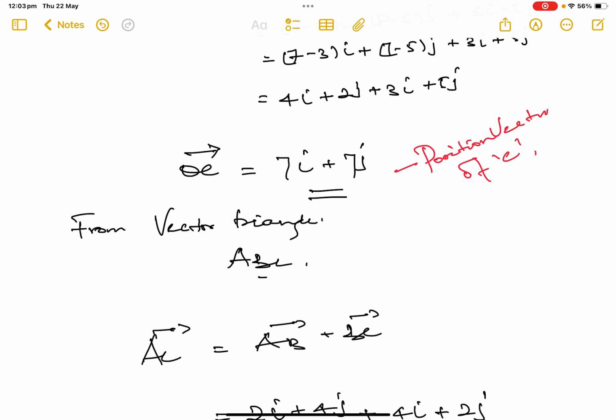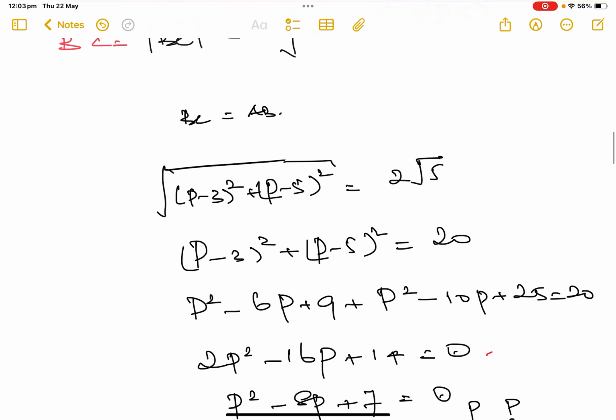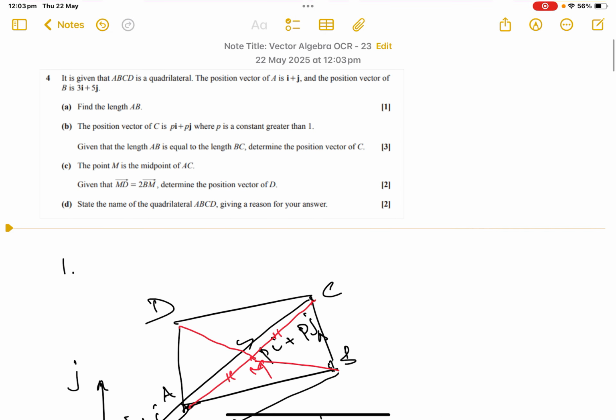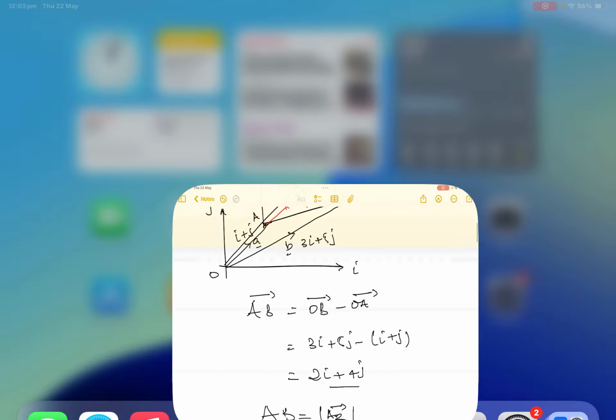Right, now the vector triangle. Now let's look at the next part of the question. We found the position vector of C, right? Part c: the point M is the midpoint of AC, and this condition is given, and find the position vector of D.